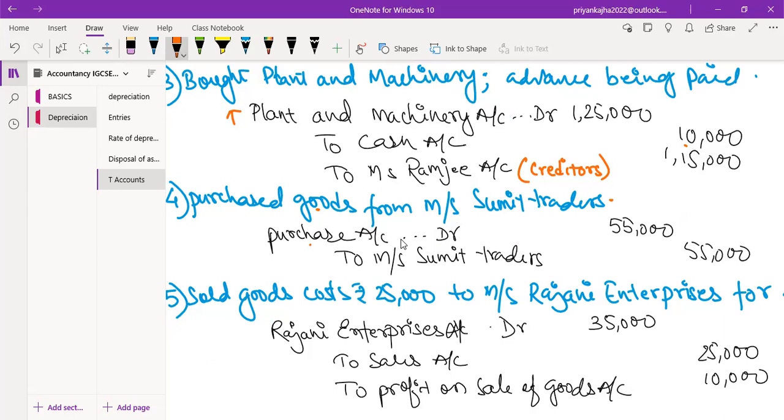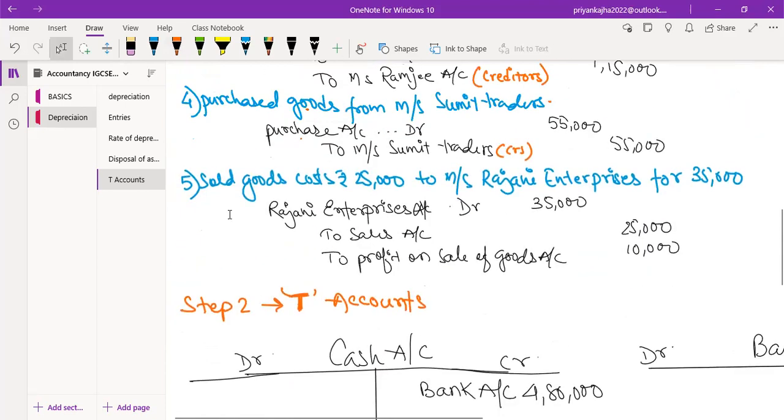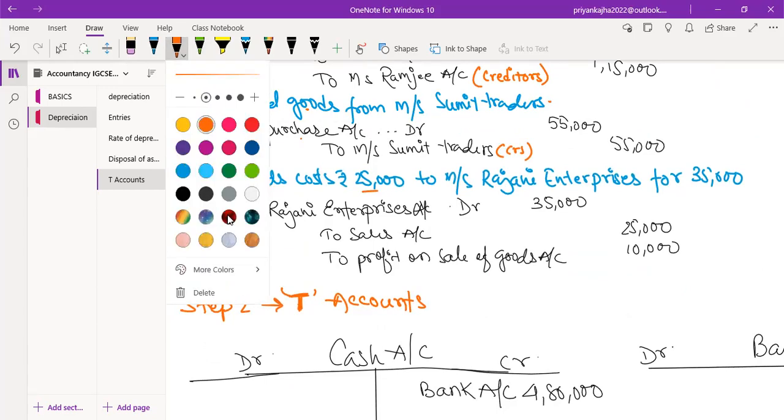So purchase account debit, to Sumit Traders. Sumit Traders is again our creditor. The next one, the last one, is a bit tricky, but it's easy. Sold goods costing 25,000 to M/s Rajni Enterprises for 35,000. What does it mean? It means that we are selling something. So we can easily know that there is one account which involves sales. So we are creating a sales account.